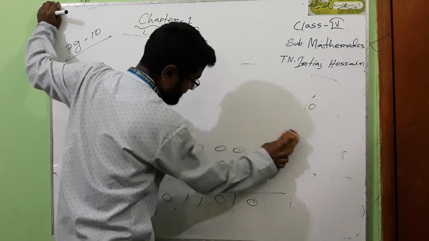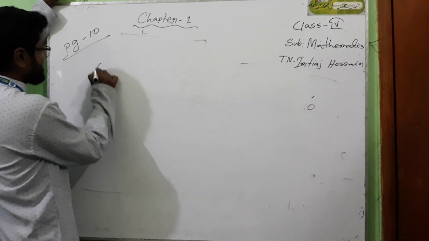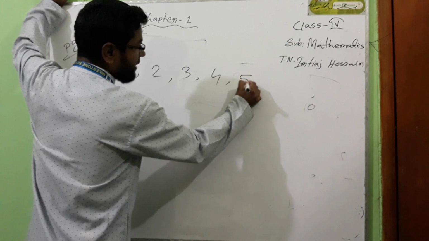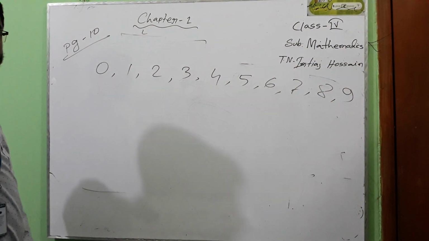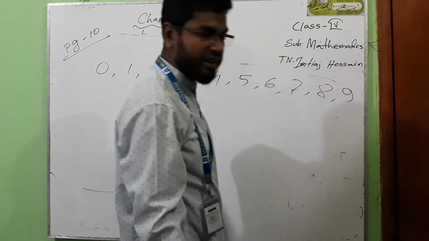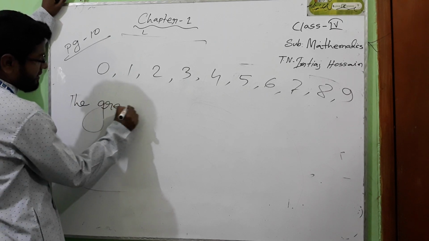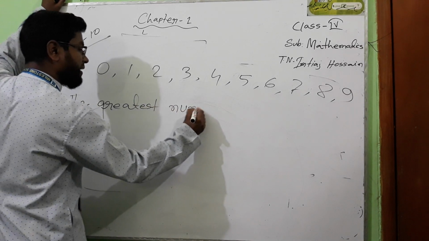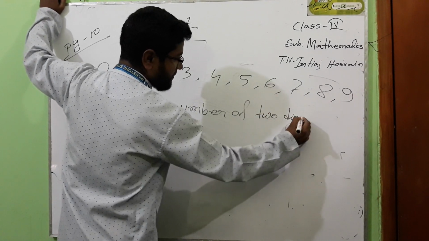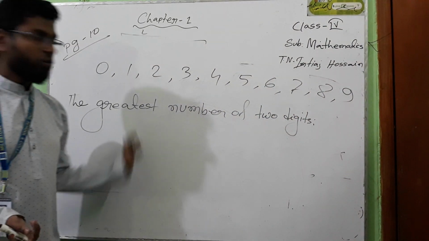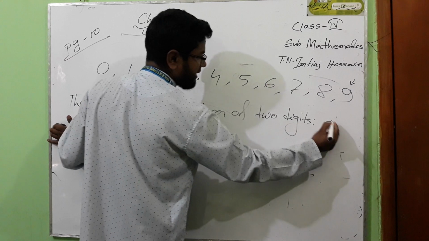Now, follow me. What are the digits? 0, 1, 2, 3, 4, 5, 6, 7, 8, 9. This is 10, that is it. 1, 2, 3, 4, 5, 6, 7, 8, 9, 10. The digits are 10. So, the greatest number of 2 digit, greatest number of 2 digit. Which digit is greatest? Oh, this is 9. So how many digits? 2 digit. 9. This is the greatest number.